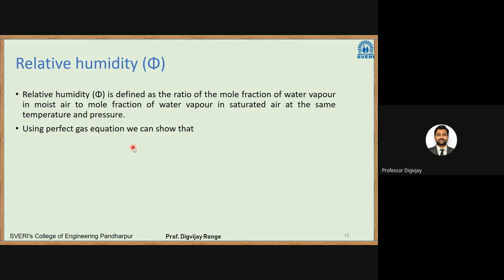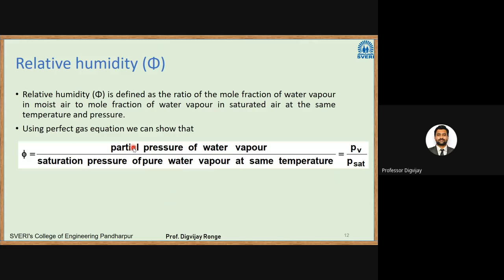So using the perfect gas equation we can show that. So this is how we can write it in a mathematical way. So phi, or RH, is equal to the partial pressure of water vapor divided by the saturation pressure of pure water vapor at the same temperature. So this partial pressure of water vapor in moist air can be written as PV, and the partial pressure of water vapor in saturated air can be written as Psat. Okay, so Psat we have already seen in the previous slide. So if I take the ratio of PV by Psat, that is nothing but the relative humidity.